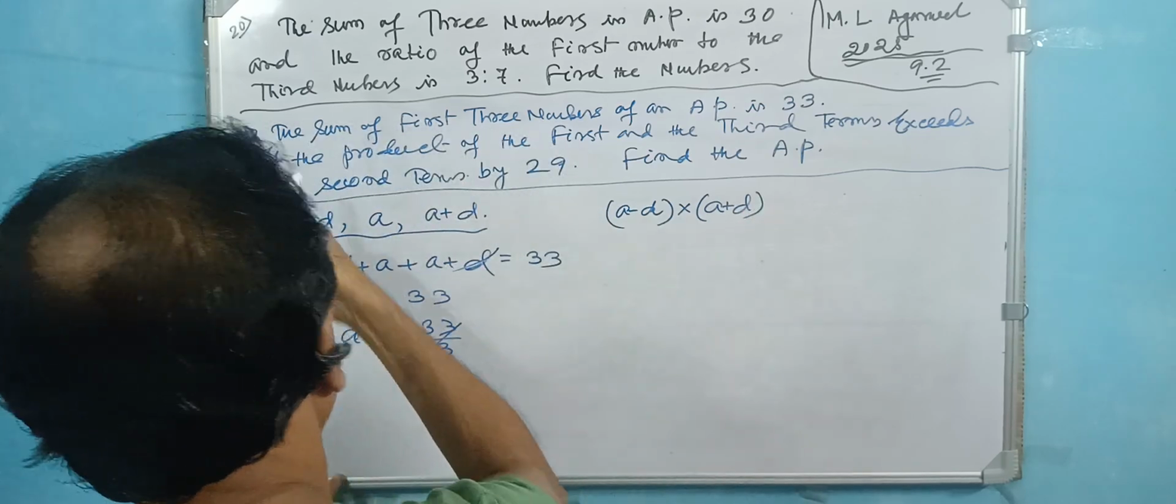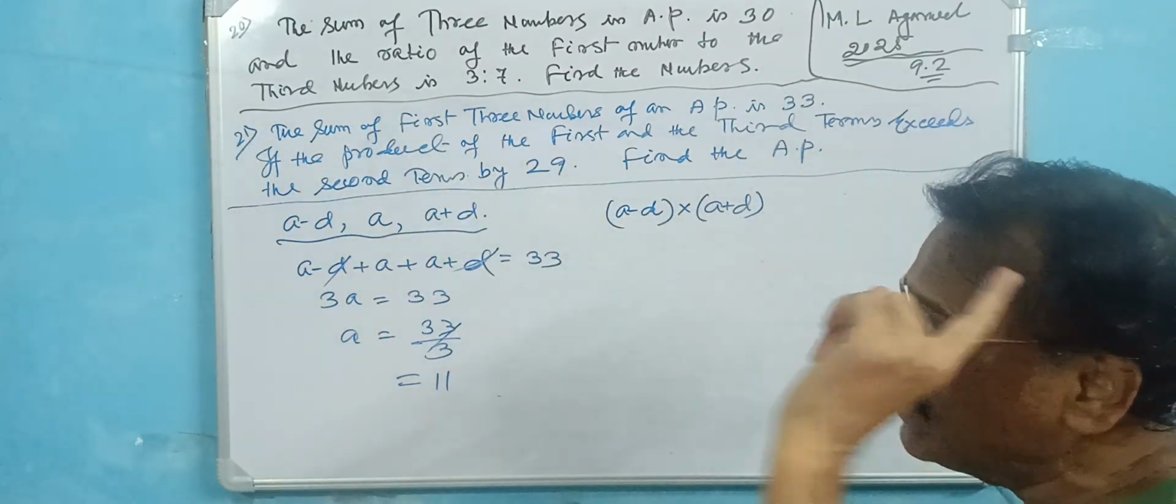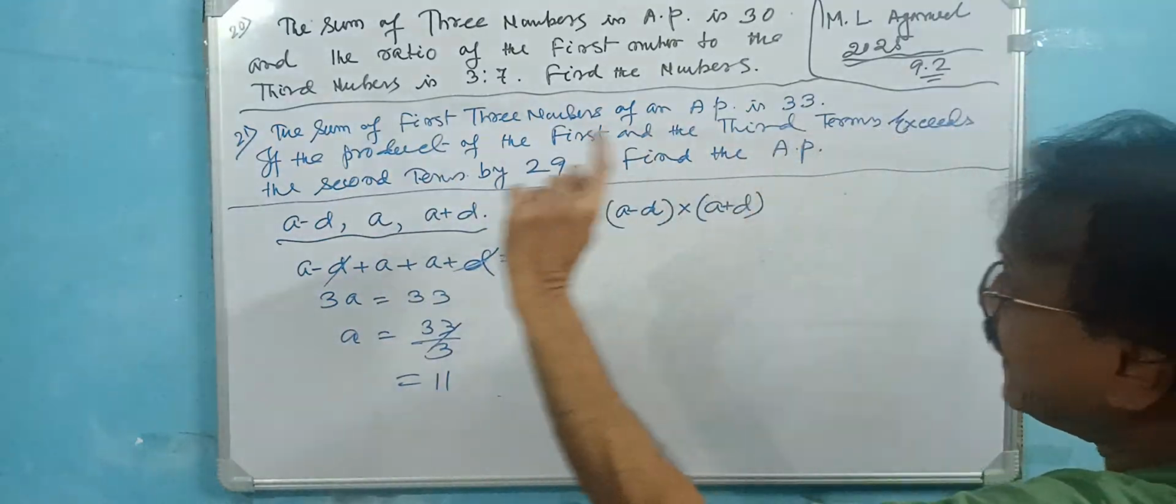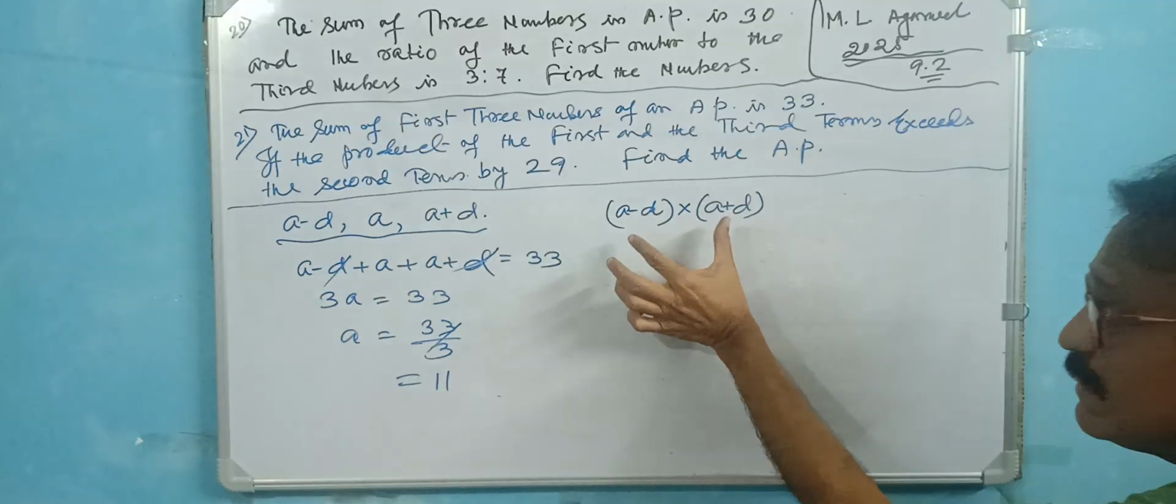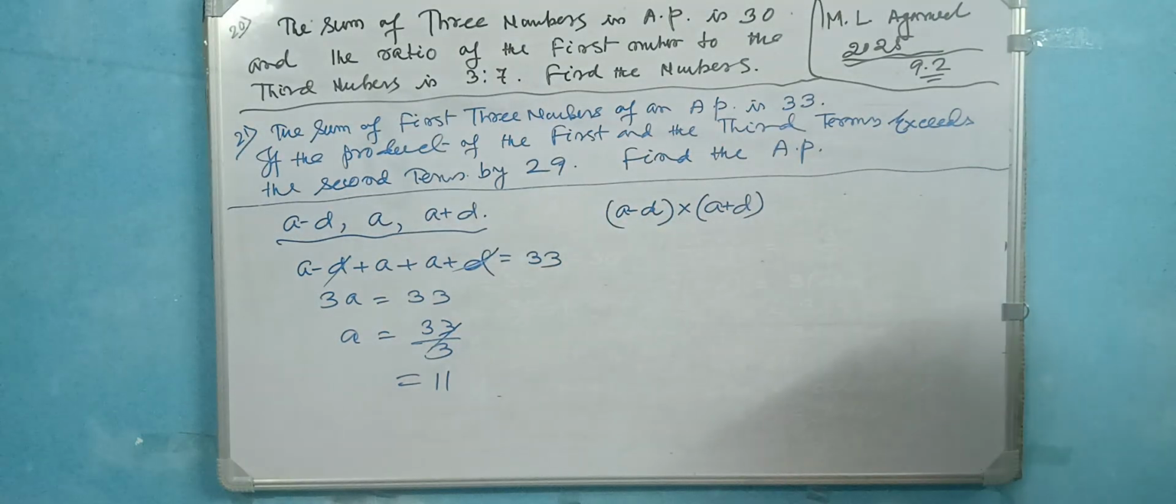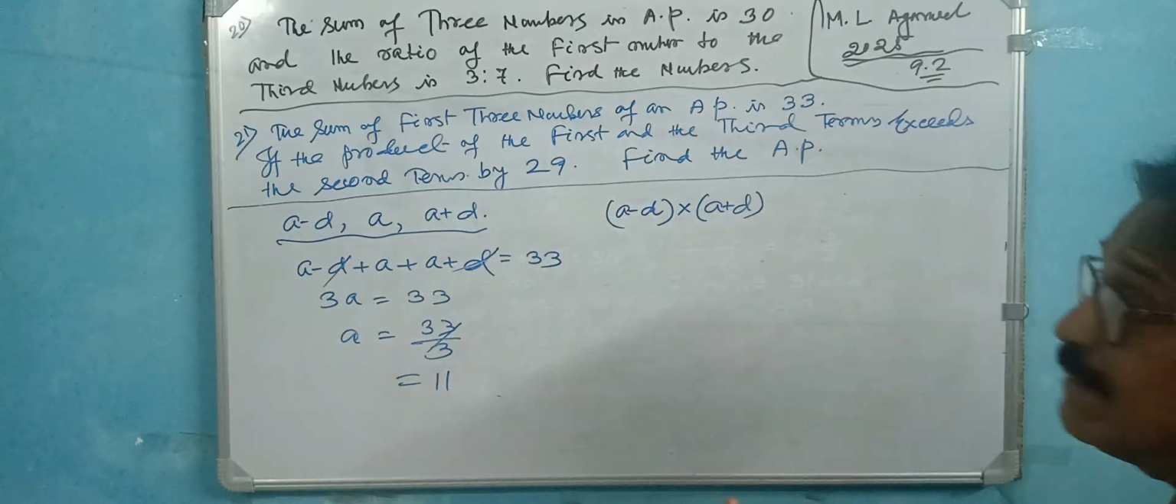The product. If, very important thing, just think in your brain. If the product of the first and the third term exceeds the second, exceed means this term, this multiplication, the answer is greater than the second term.